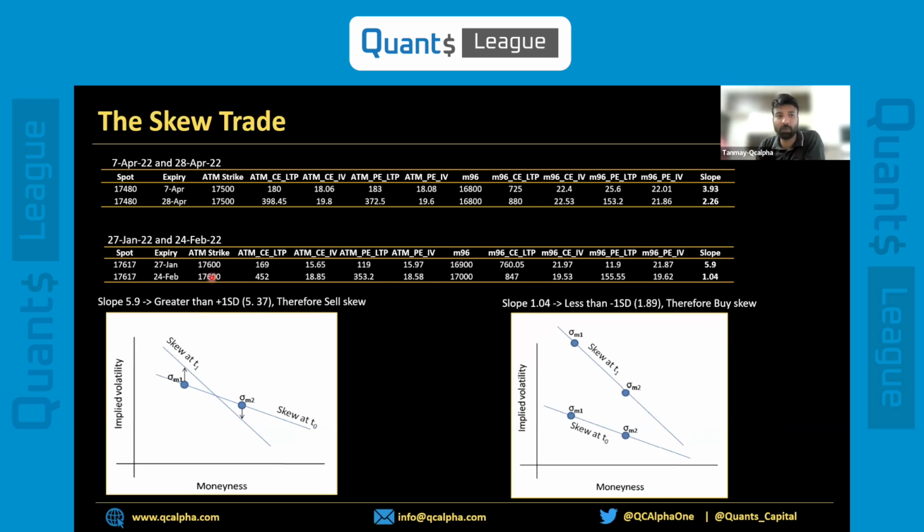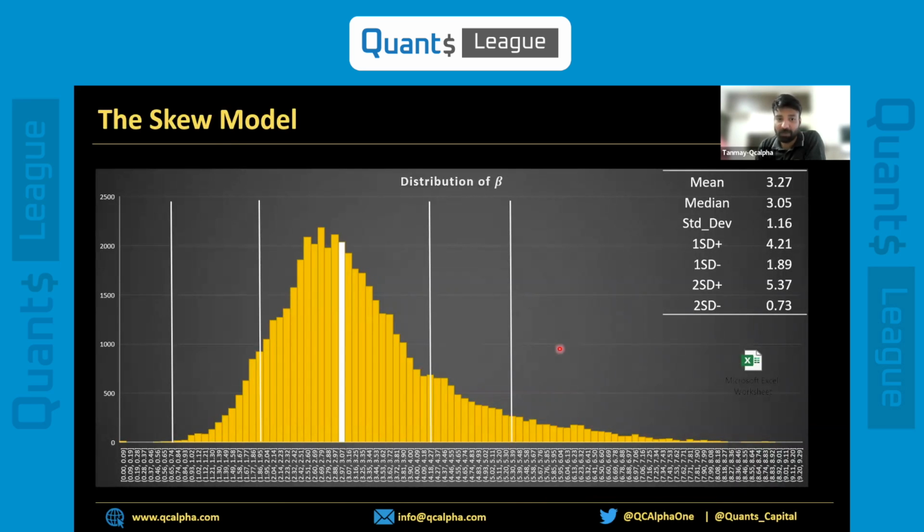So this was 27 Jan and 24th Feb. 27 Jan was a weekly expiry, and 24th Feb was the monthly expiry. As you can see, the spot was 17,617 and the ATM strikes were 17,600. The slopes were 5.9 and 1.04. Yes, bang. When we get a slope like 5.9 or 1.04, what does it mean? 5.9 is way out there, and 1.04 is over here.